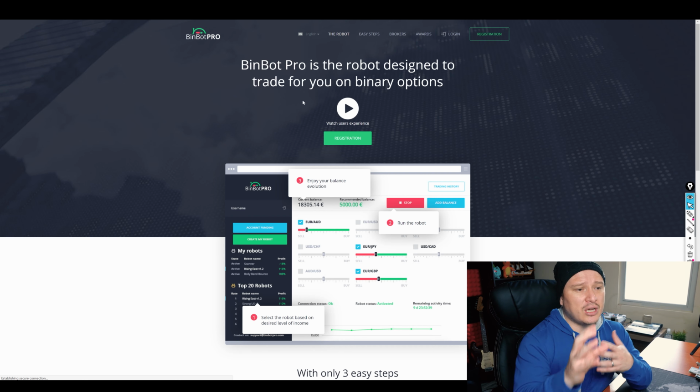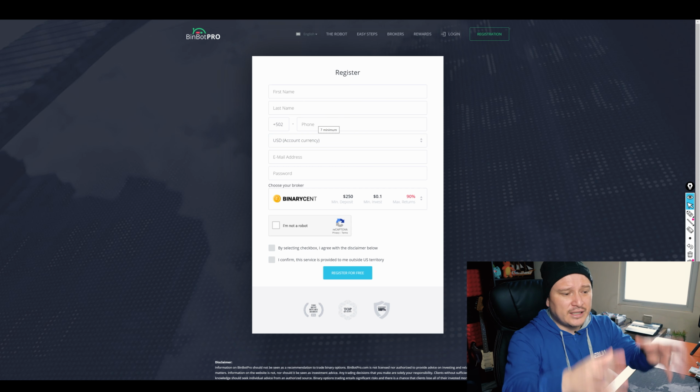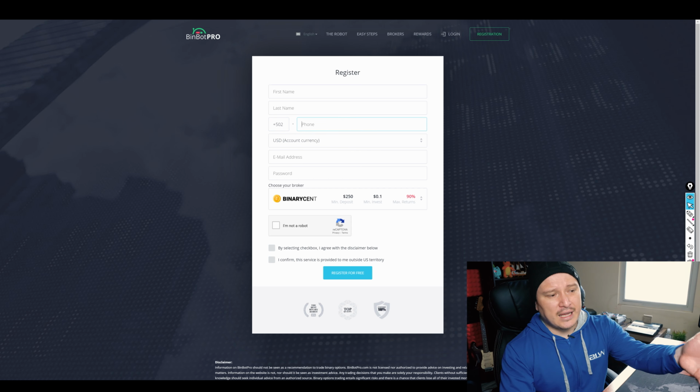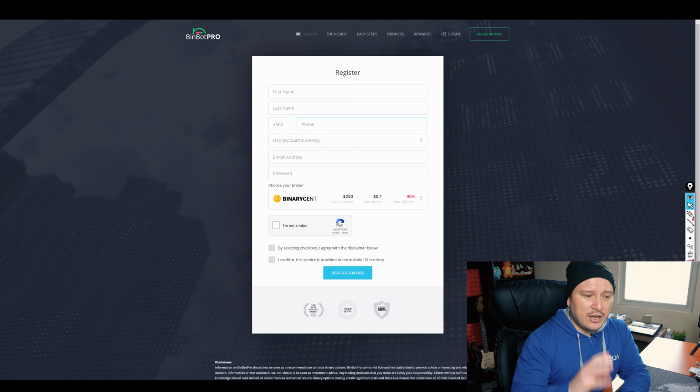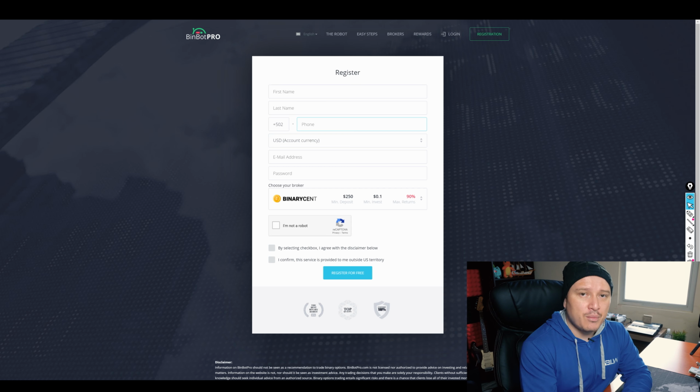Once you are in there and you click on registration, you will see this registration page. You will get the area code for your phone number. It doesn't really ask you what country you're in. It will automatically identify it by your IP address. Do not use a VPN.